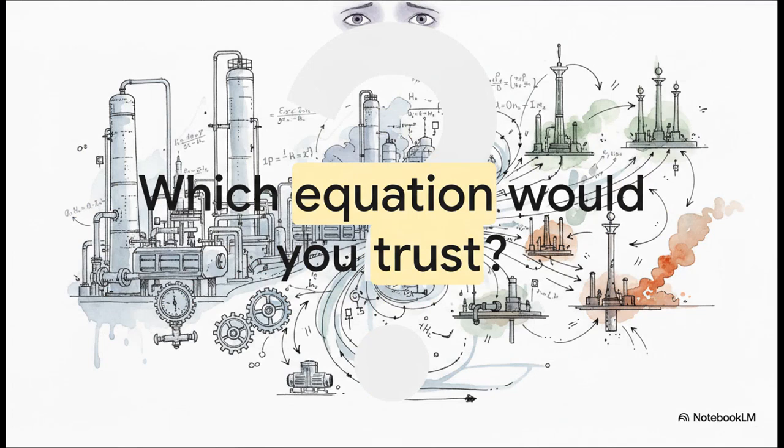So it leaves you with a big question. When a tiny difference can mean millions, which equation would you trust?